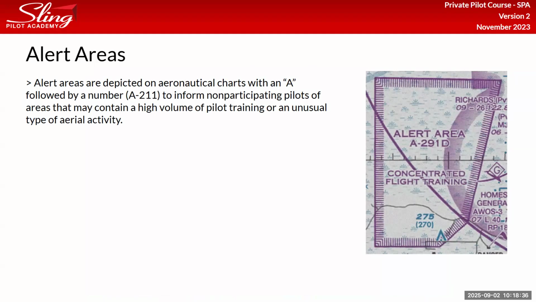It's not charted like that on a sectional, but it should be charted on a sectional for an alert area because there's so much concentrated flight training in the area, a high volume of traffic, that you just need to be alerted it's a busy airspace, right? So it's going to be an alert area, with an A dash a number. It's just telling you to be cautious in this area if you're going to fly through it because there's a lot of traffic and aerial activity. Again, we can fly through it, you don't need to talk to anyone, you just have to be cautious.